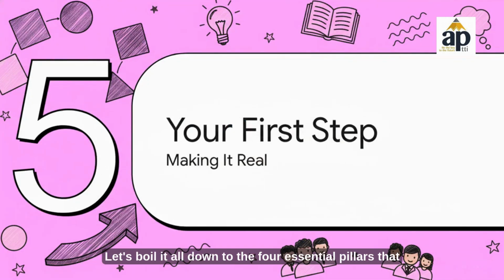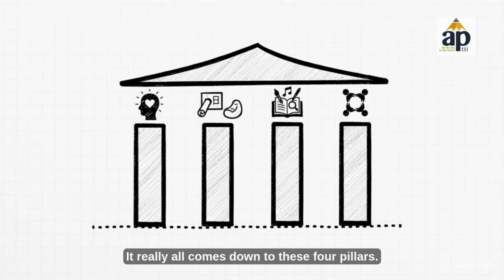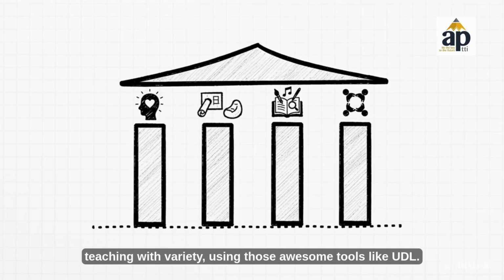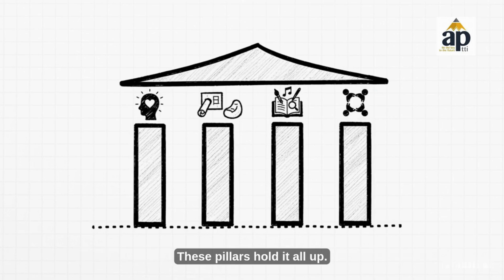Let's boil it all down to the 4 essential pillars that make all of this work. It really all comes down to these 4 pillars. Number 1, our mindset, that unwavering belief that all students can do it. Number 2, a flexible environment that serves all kinds of different needs. 3, teaching with variety, using those awesome tools like UDL. And 4, nurturing a strong community where everyone feels like they belong. These pillars hold it all up.